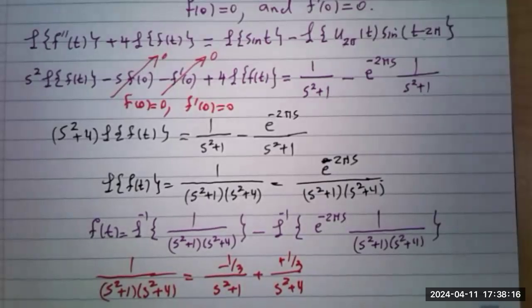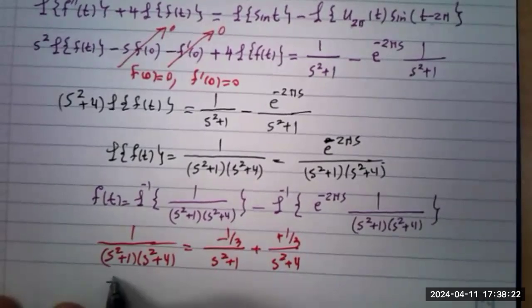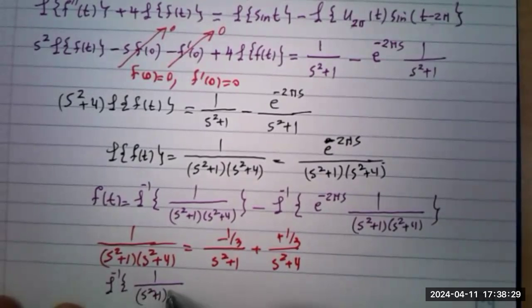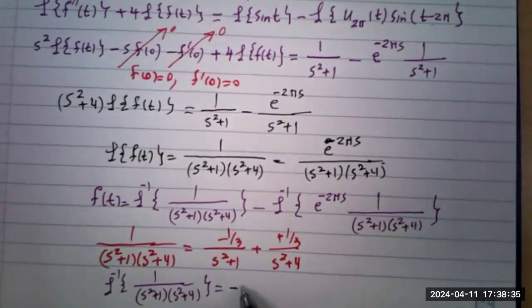Any question? Now get the Laplace inverse. So what's going to be the Laplace inverse of this? The Laplace inverse of 1 over s squared plus 1 times s squared plus 4 is going to be equal to, the first one is a negative 1/3 sine of t plus 1/3. Okay.